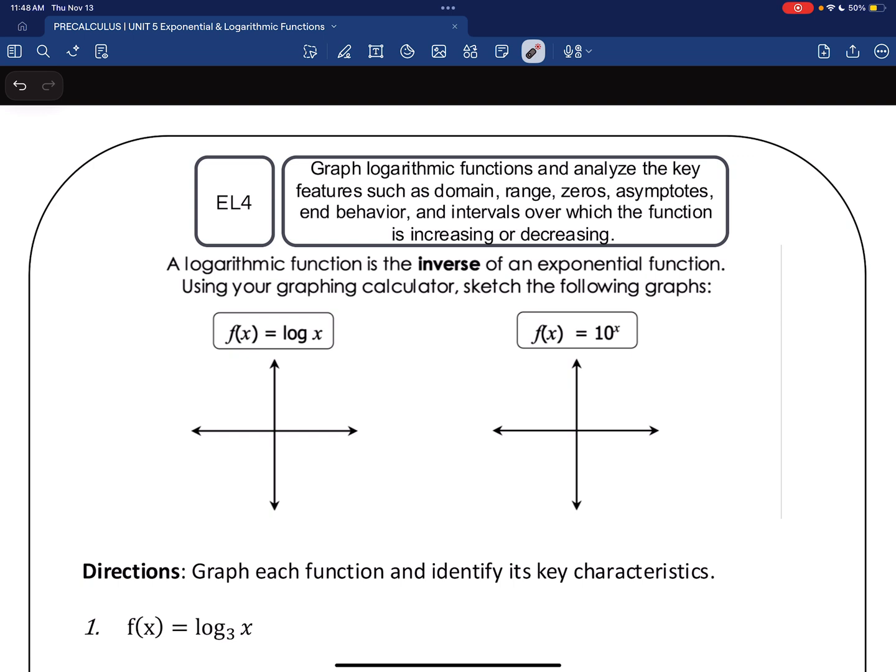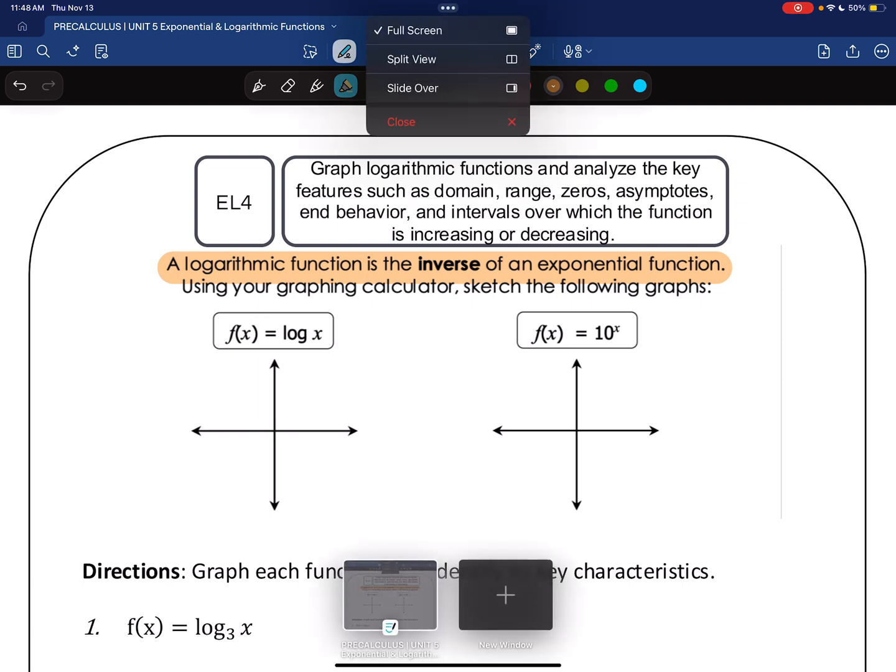So I want to start by just highlighting this really important key concept. A logarithmic function, recall, is the inverse of an exponential function. It is the inverse of an exponential function. So using our graphing calculator, let's actually take a moment to sketch these two graphs.